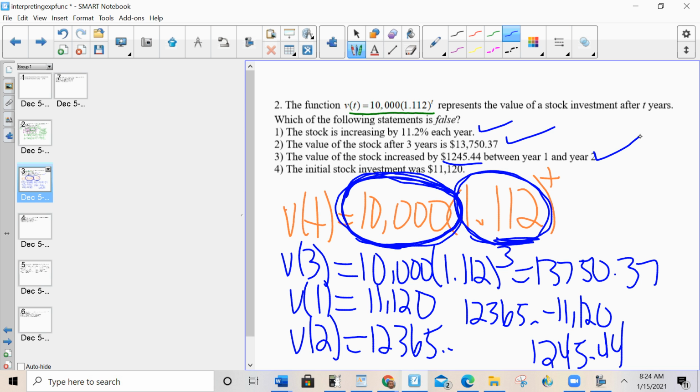The initial stock investment was 11,120. No, the initial stock investment was 10,000. When you substituted 1 in, you got 11,120, but that's not the initial investment. That's how much I have after 1 year. The initial is whatever is in front of the parentheses, the y-intercept, the principal, the initial, the starting amount. That's what's in front of the parentheses. So that one is not true. So choice 4 is your answer.